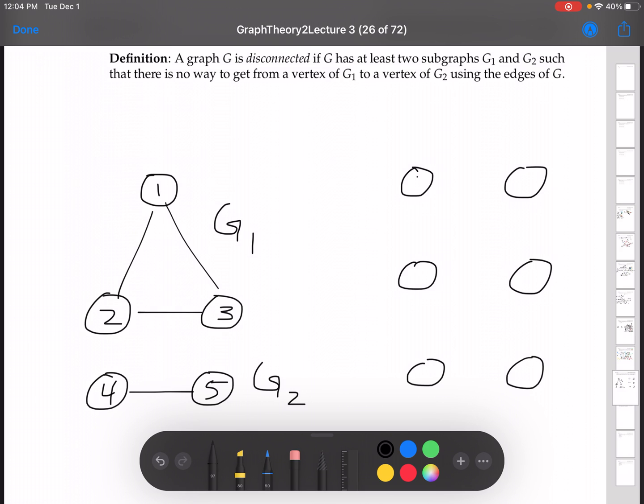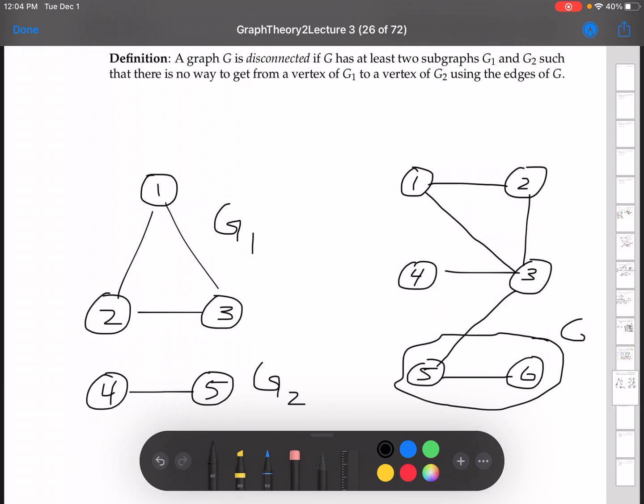Let's say 1, 2, 3, 4, 5, 6. Let's say we have something like this, right? Now this is disconnected, right? But if we do something like this, now we're connected. Now there is a way to get from this subgraph, G1, to this subgraph, G2. Right? There is a way.